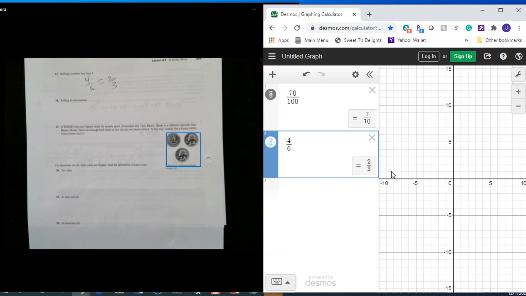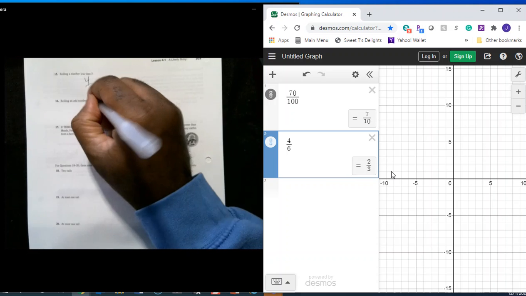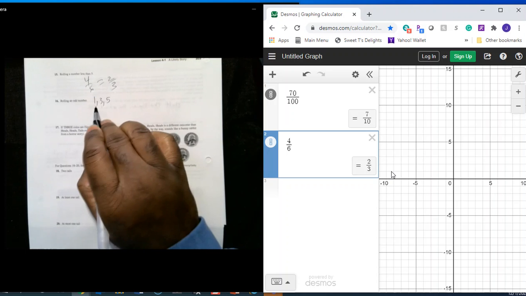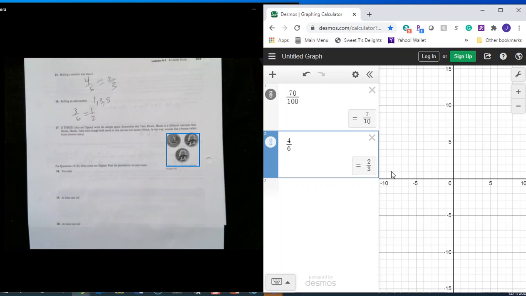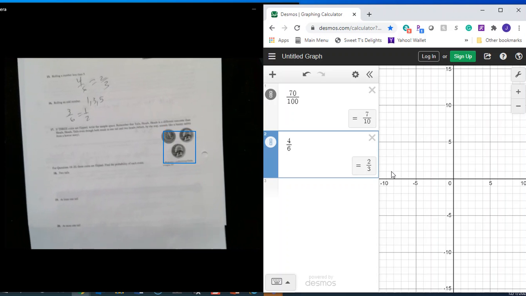Now it says rolling an odd number. Now remember, the odd numbers on the die was 1, 3, and 5, so it's 3 of them. So it's 3 out of 6, which we know is 1/2. Now, for 17, if 3 coins are flipped, write the sample space. Remember that tails, heads, heads is a different outcome than heads, heads, tails, even though both result in 1 tail and 2 heads.